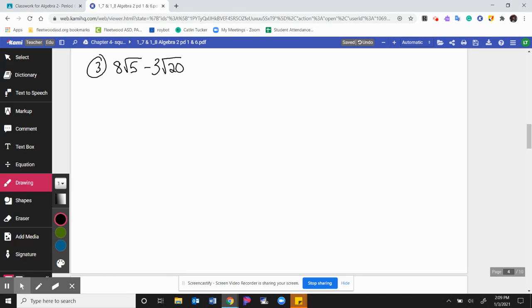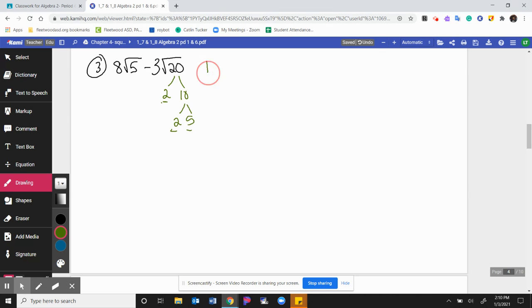If I would try and break 5 down, 5 can only be divided by 1 and itself. So that means that doesn't simplify any further. 20 though, 20 breaks down. I'm going to break down 20 to 2 and 10. Now remember, you don't have to use 2 and 10. You could have used 4 and 5. But I'm just going to use 2 and 10. 2 doesn't go any further. The 10 breaks down to 2 and 5.